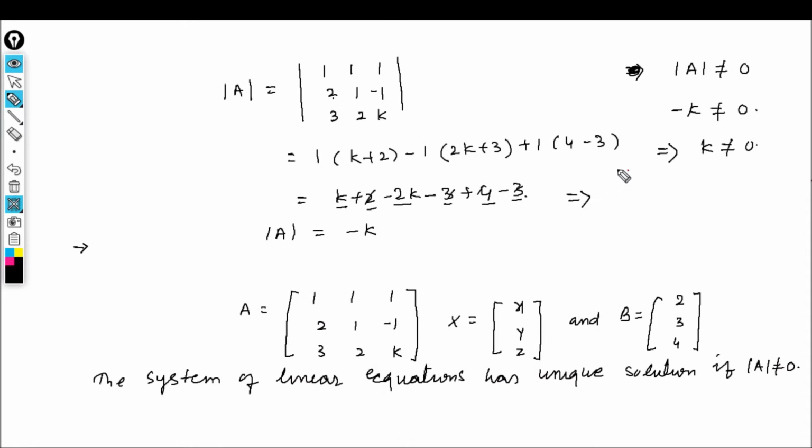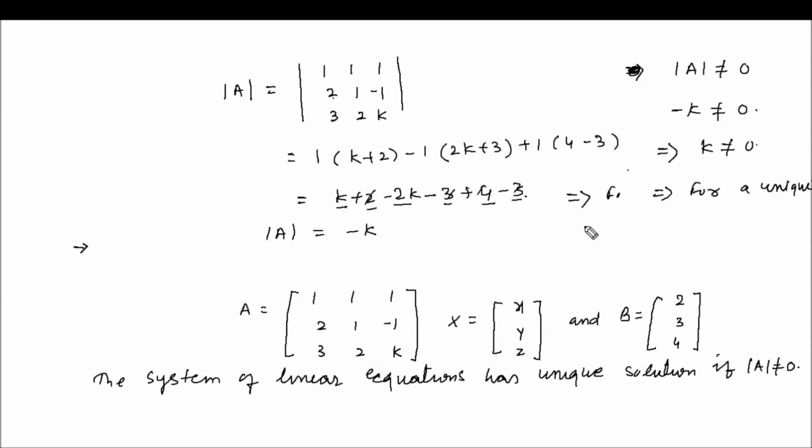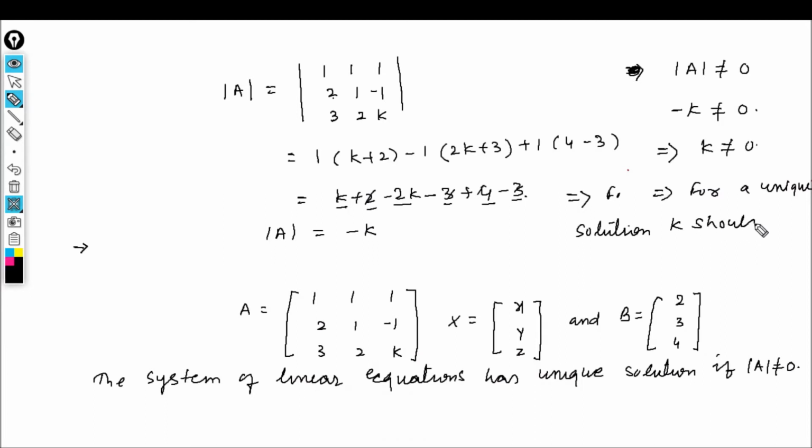So this implies that for k not equal to 0, meaning k is a non-zero real number, the system has a unique solution. For a unique solution, k should be a non-zero real number.